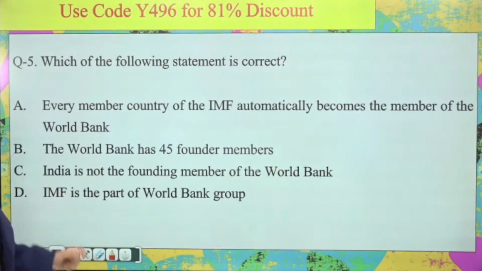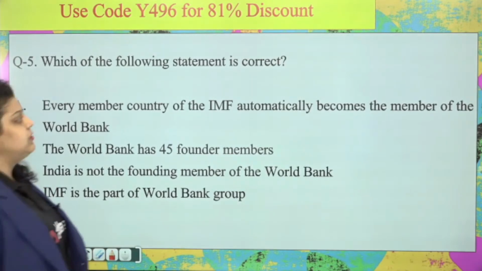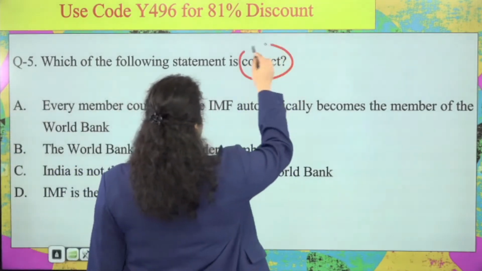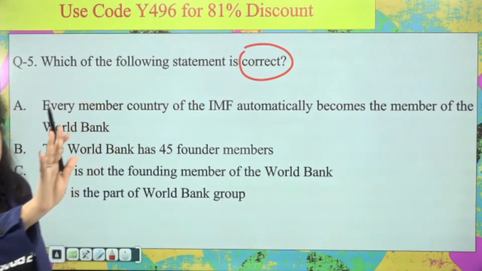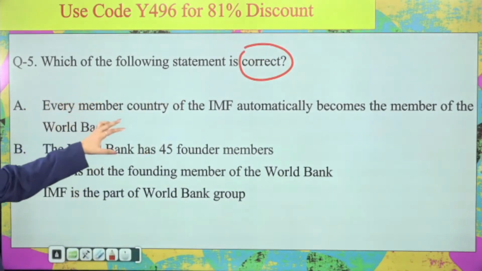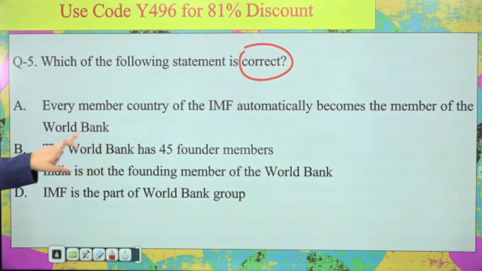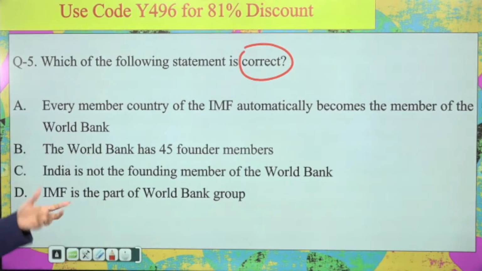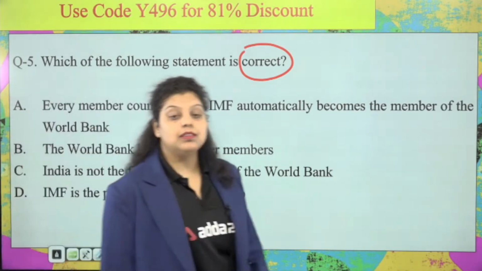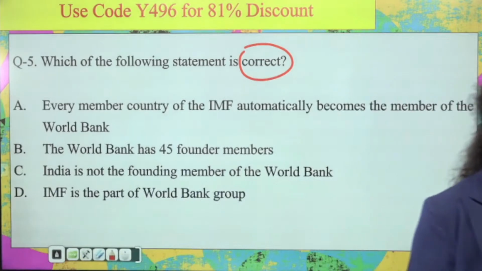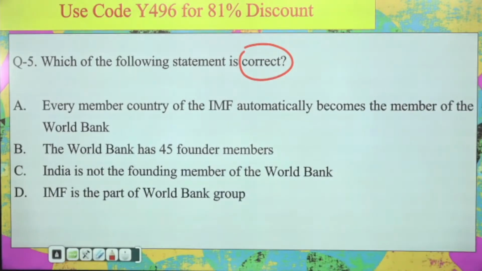Okay. Now we have the next question, which is asking which of the following statements is correct. These statements are talking about the World Bank and IMF. First is saying every member country of the IMF automatically becomes a member of the World Bank. Second is saying the World Bank has 45 member countries. Third is saying India is not the founding member of the World Bank. Fourth is saying IMF is part of the World Bank Group. So you have to answer which of the following statements is correct about the World Bank and IMF. A, B, C or D.